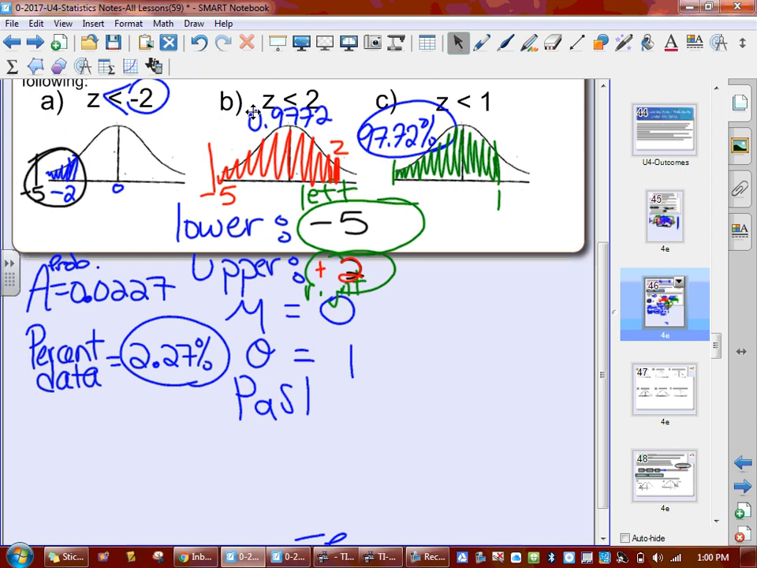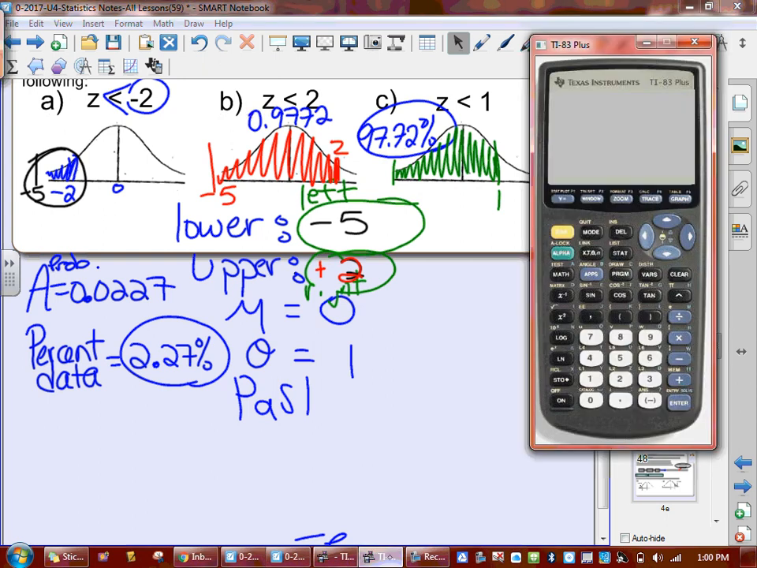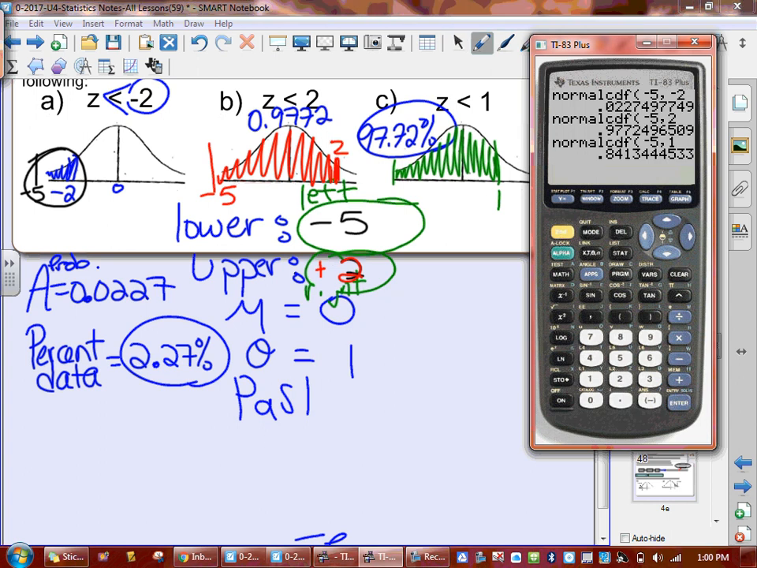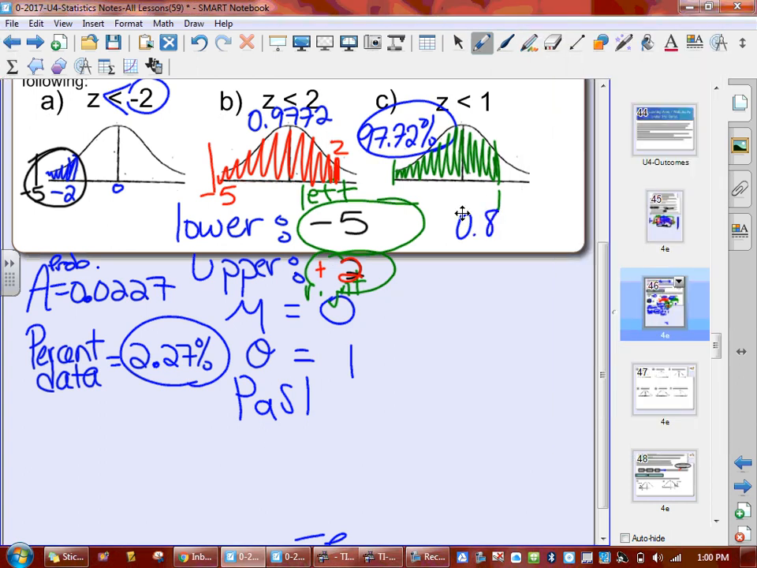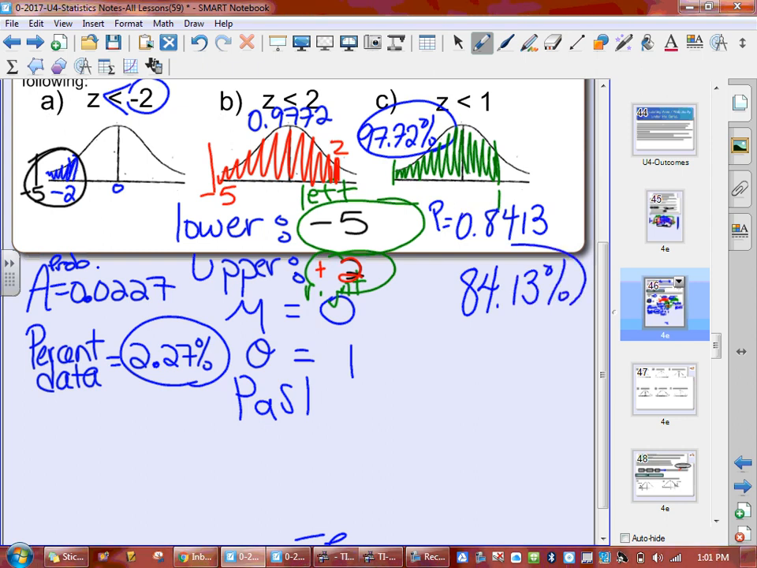I'm going to hit second enter. -5 is still my left. My right is 1. 84.13. So we should get 0.8413 is our probability or area. The percent, times by 100, 84.13% is shaded. Okay, so that's how much data is on that section.